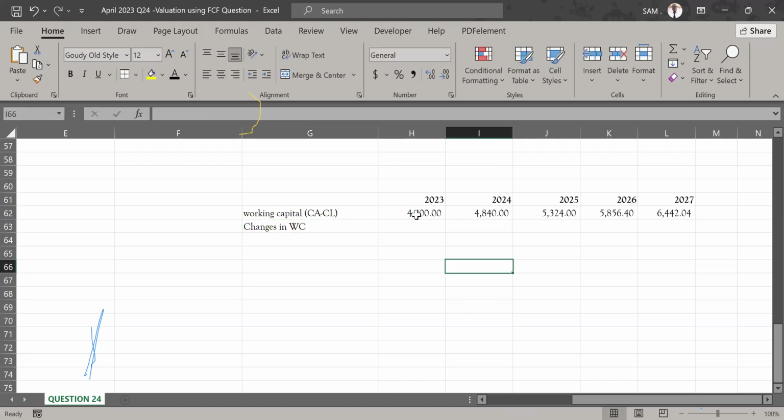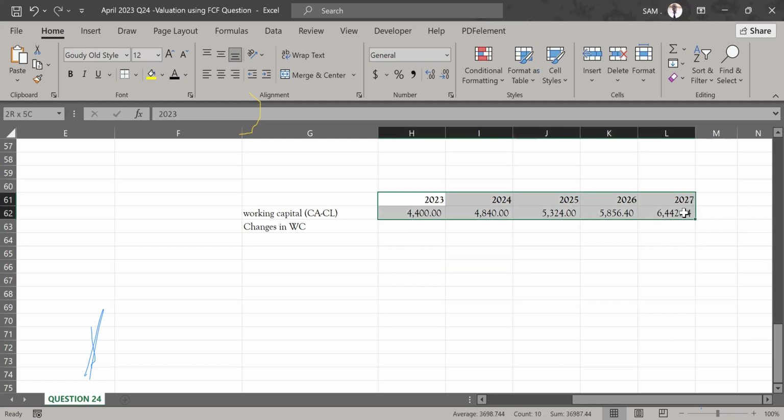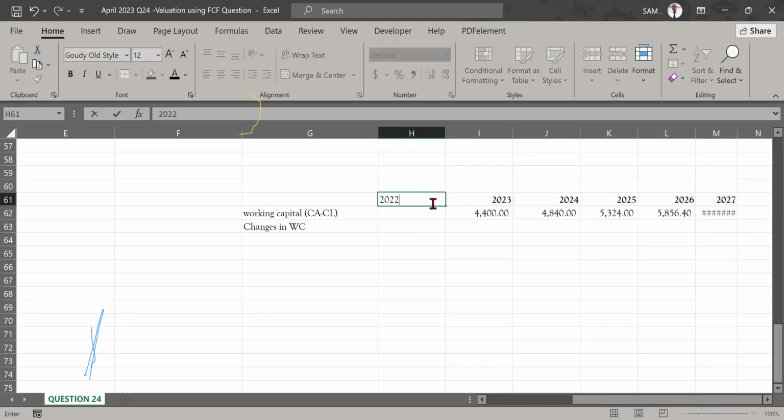To get the change in working capital, we check the working capital in the current year and compare it with the working capital in the previous year. What change took effect? How did it change from the previous period to the current period? That is what we are looking at. In that case, I will be forced to bring on board the year 2022 here also, because we need to compare the change that took effect from 2022 before we came to 2023.